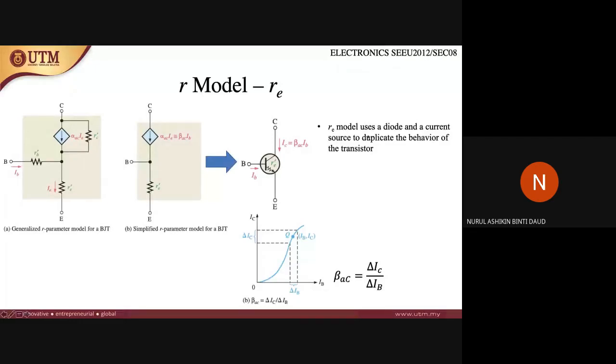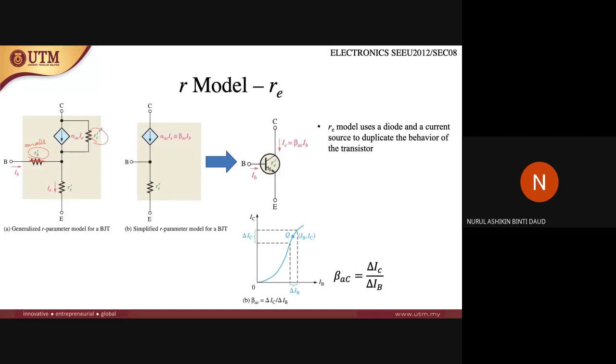Okay, R prime C, and also at the base there is an R prime B resistor, and at the emitter there is an R prime E resistor. But these two resistors can be neglected. Why? Because the RB resistor is too small, so it can be neglected and assumed that there is no resistor at this part. It can be a short circuit here.